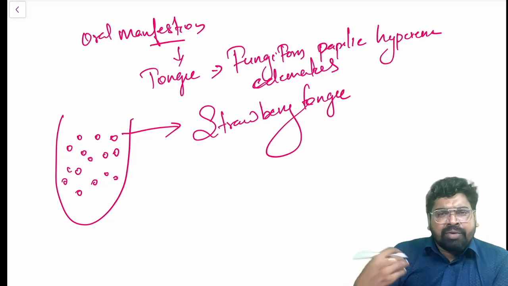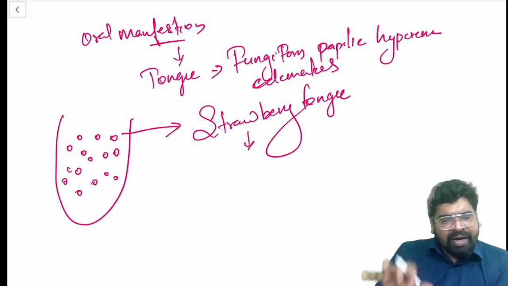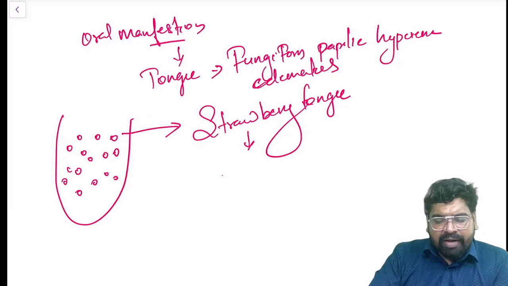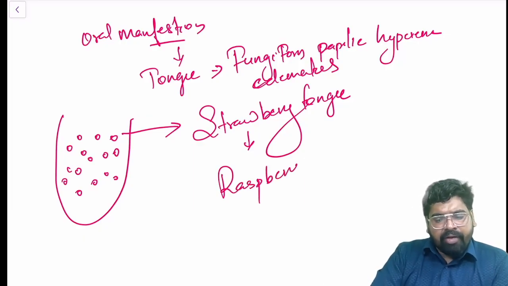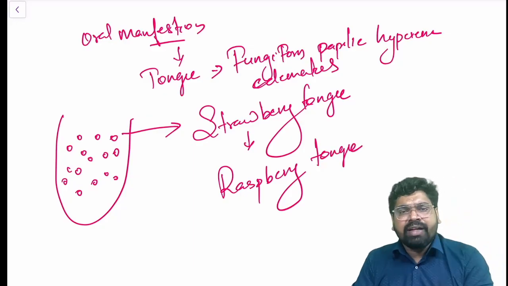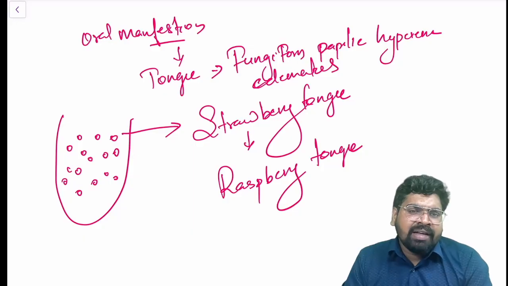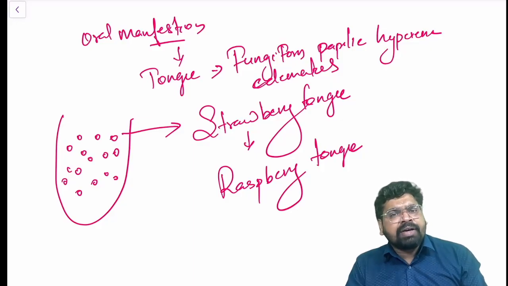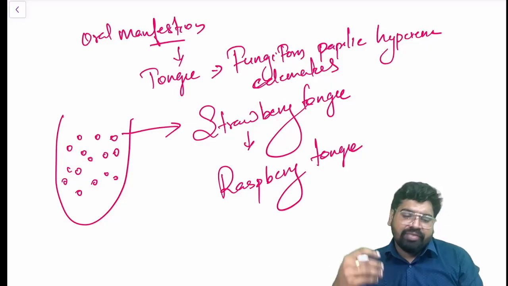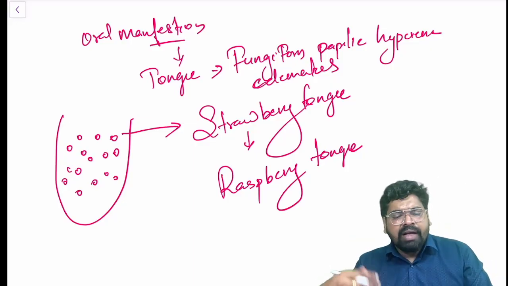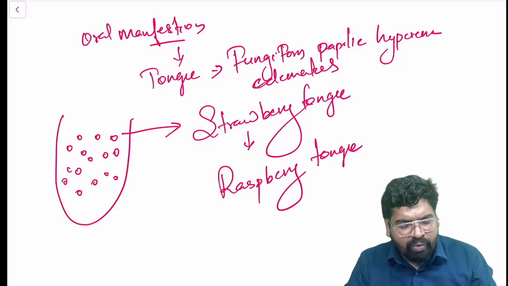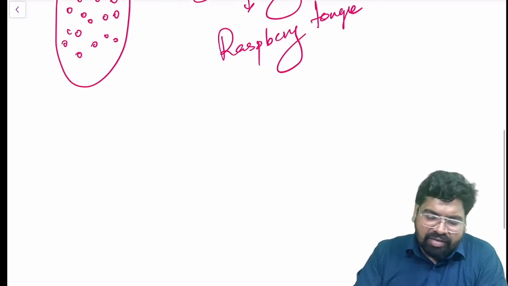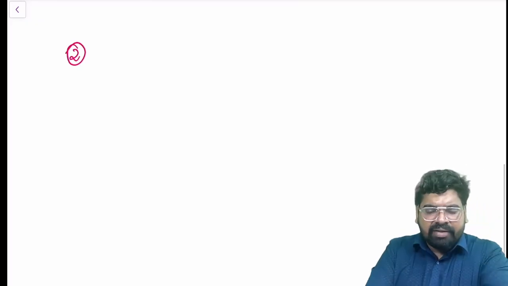As time goes on, the tongue will lose its white color and become more purplish. At that time it is called a raspberry tongue. So in the initial stages it is strawberry tongue, where the tongue has a whitish background, and on that background the fungiform papillae are edematous. Later, when the whiteness is lost, you will see a raspberry tongue.